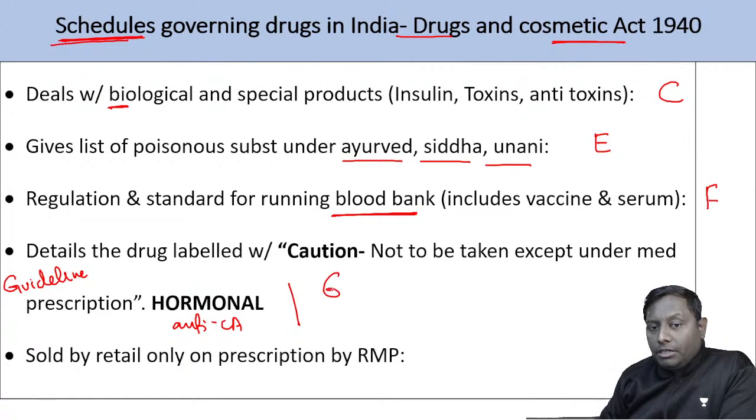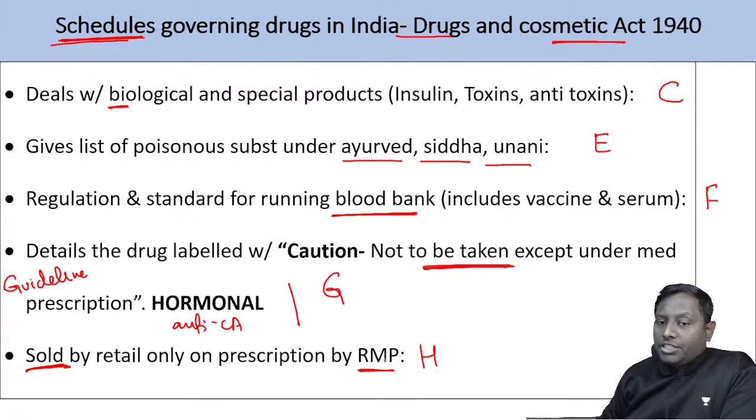Remember, this will be schedule G. We are talking about intake of a drug, but here we are talking about sale of a drug, that not to be sold except under medical prescription. It should be sold only on a prescription given by a registered medical practitioner, right? So this will be schedule H, right? Registered medical practitioner. You can remember who is the registered medical practitioner. H for hum hai registered medical practitioner. The one that gives you guideline will be schedule G.